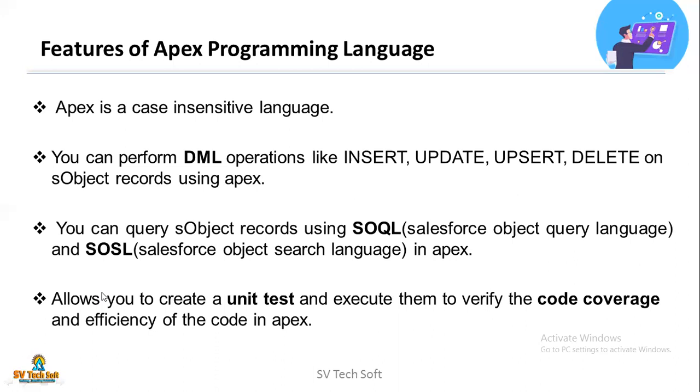Code coverage is one of the concepts in Salesforce. If you develop any Apex class, make sure you maintain 75% code coverage. Then only can you move your code from one environment to another. To achieve this 75% code coverage, you have to write a test class and execute every statement.